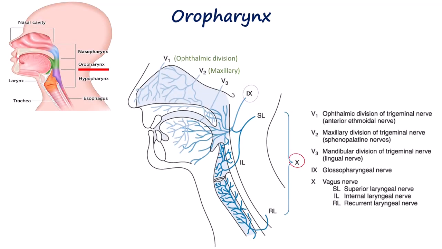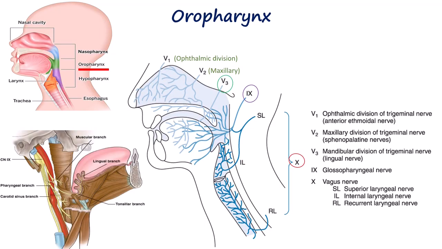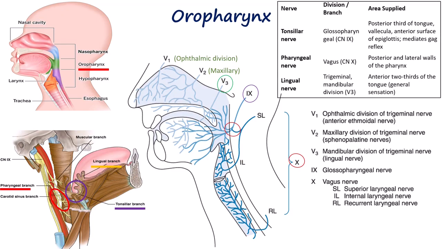The oropharynx is innervated by branches of the vagus, trigeminal, and glossopharyngeal nerves. The posterior third of the tongue, vallecula, and anterior surface of the epiglottis are innervated by the tonsillar nerve, which is a branch of the glossopharyngeal nerve. This nerve is also responsible for the gag reflex. The posterior and lateral wall of the pharynx are innervated by the pharyngeal nerve, a branch of the vagus nerve. The anterior two-thirds of the tongue are innervated by the lingual nerve, which is a branch of the mandibular division of the trigeminal nerve.